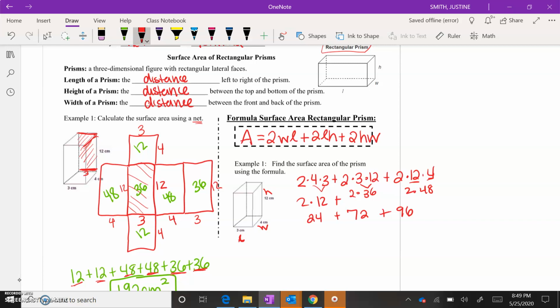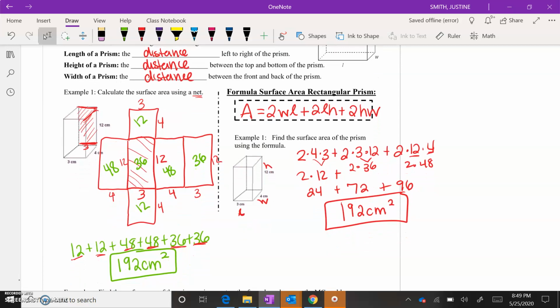I do, 192 centimeters squared. Okay, so it's basically the same method, but without drawing out the net. So it's faster to do it this way. And if you look at what you're doing, you're just plugging in all the different combinations. So you're doing width times length, right? Width times height, and then height times length is the only thing left. If you change the order of this, it does not matter.